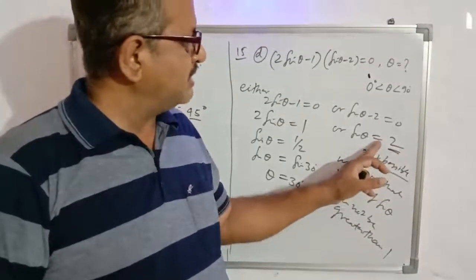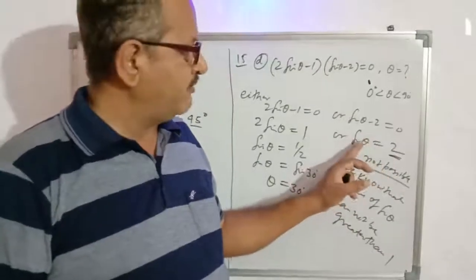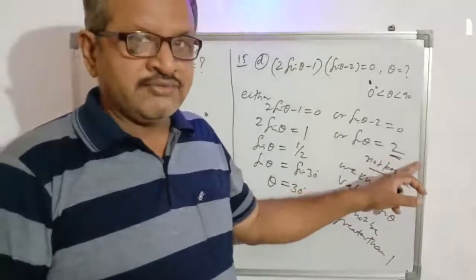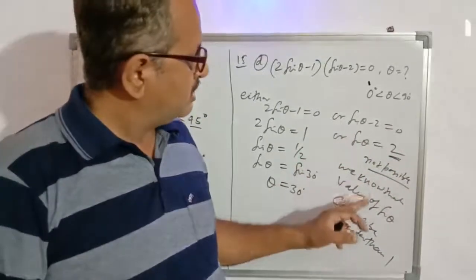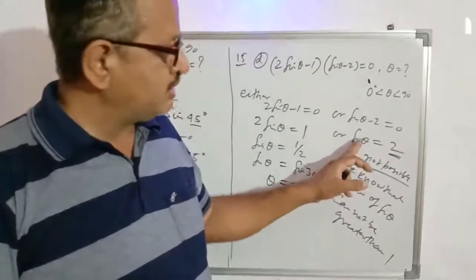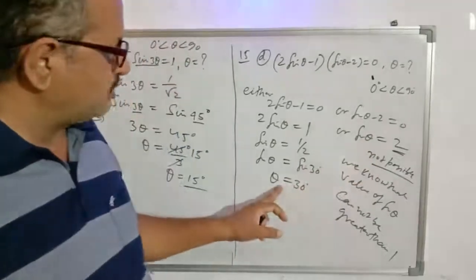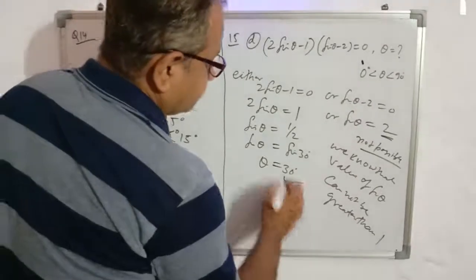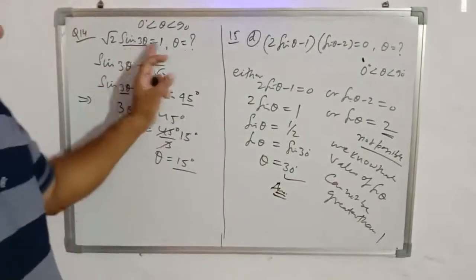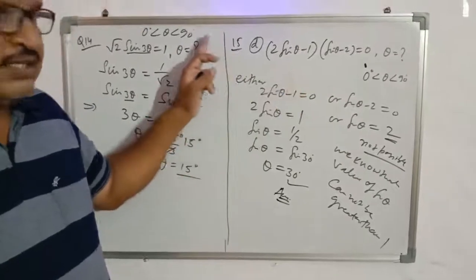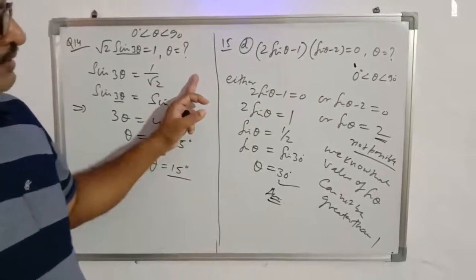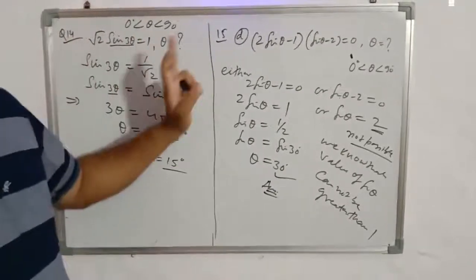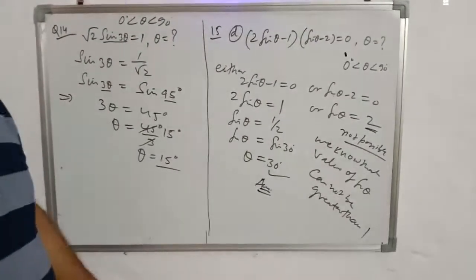So value of sine theta cannot be greater than 1. Actually range of sine theta is from -1 to 1. Minimum value is -1, maximum value is 1. It cannot be greater than 1, it cannot be less than -1. That's why we will not get any solution from this equation. So only one solution, theta is equal to 30 degree. This is the answer. So if a trigonometric equation is given, we can find the value of the angle. I have taken two examples here, question number 14 and question number 15. We will see some more questions.